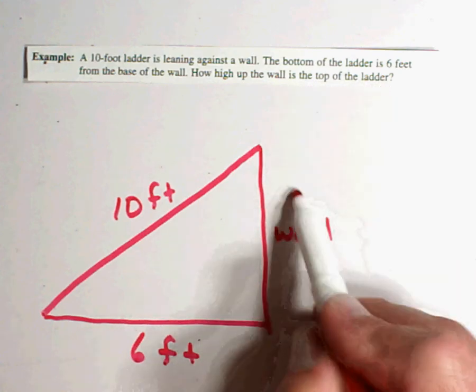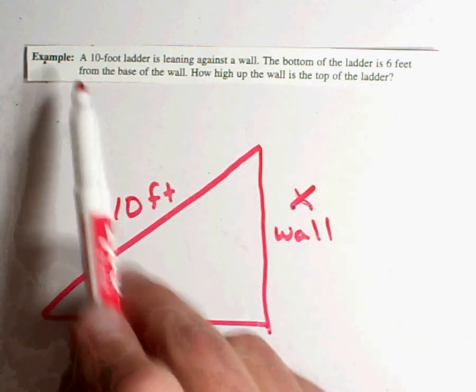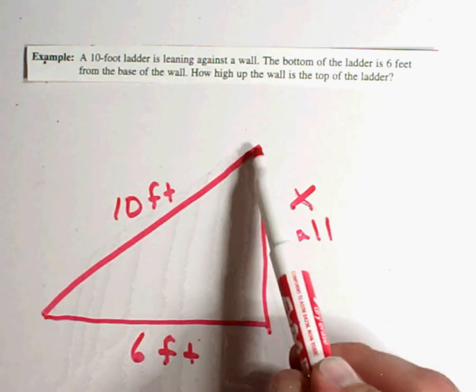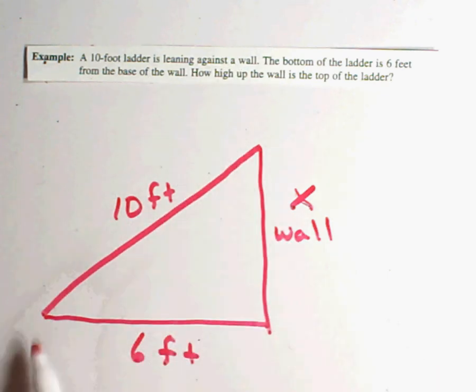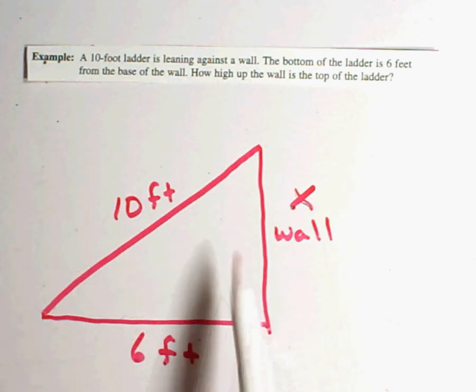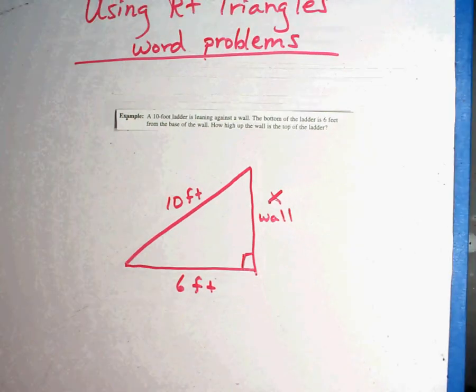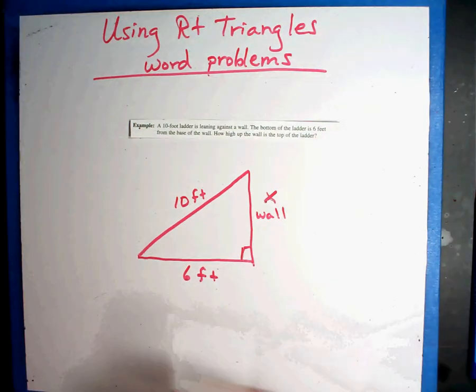Oh, there's my X. Okay, let's look at that again. A 10-foot ladder is leaning against the wall. It's 10 foot long. The bottom of the ladder, that's here, is 6 foot from the wall. How high up the wall? Well, this is a right triangle because it's standing straight. So I'm just going to do what I just did in the last video. I'm going to back it out just a little bit, and I'm going to use the Pythagorean theorem.